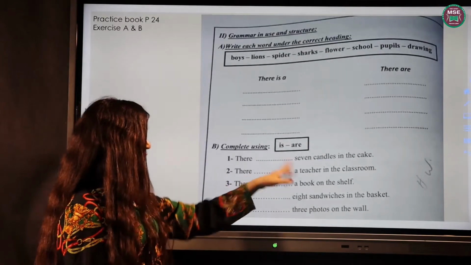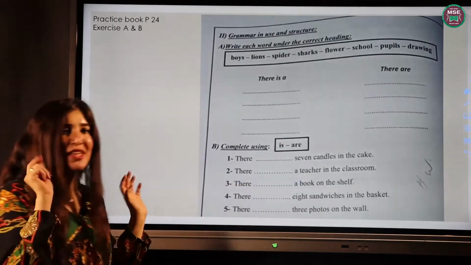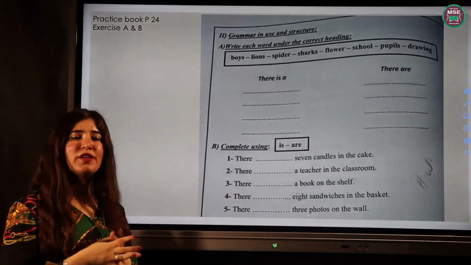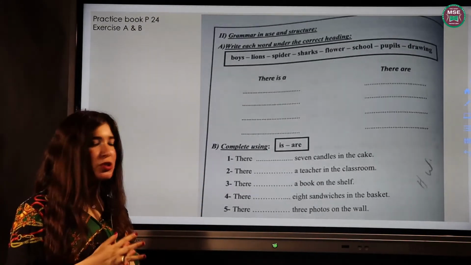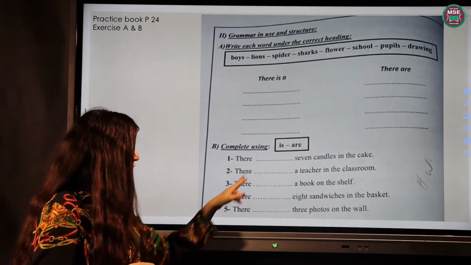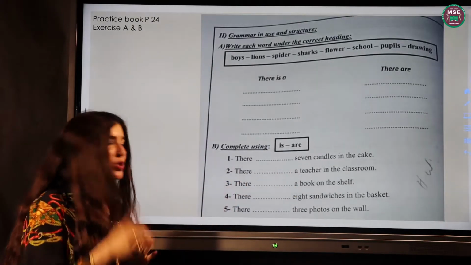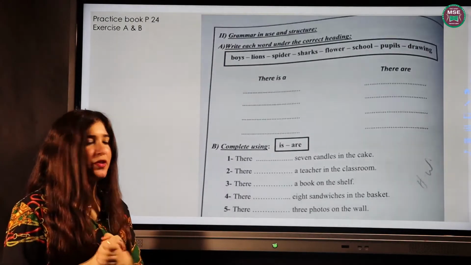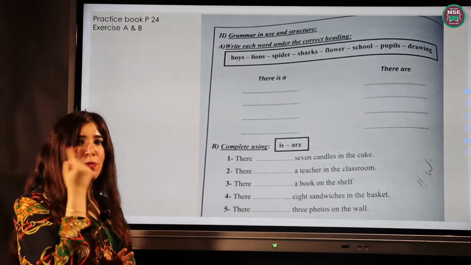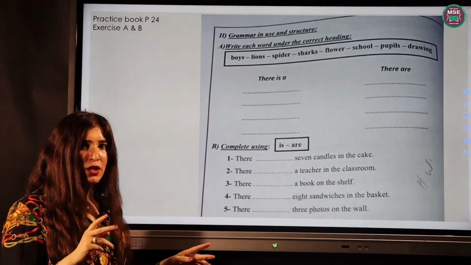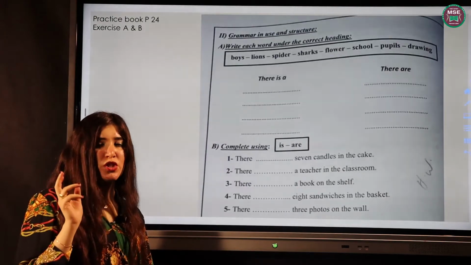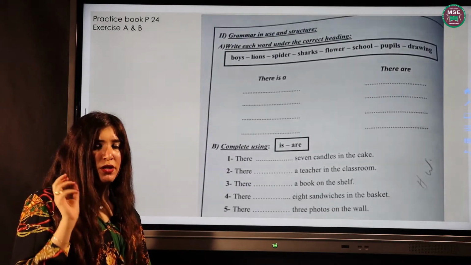There are 7 candles in the cake. We have 7 candles, a lot of candles. So there is 7 candles? No. So it will be there are 7 candles. There is a teacher in the classroom. One teacher. So it will be there is a teacher. There is a book on the shelf. One book. So it will be there is. So if I say there is books on the shelf, it will be there are.